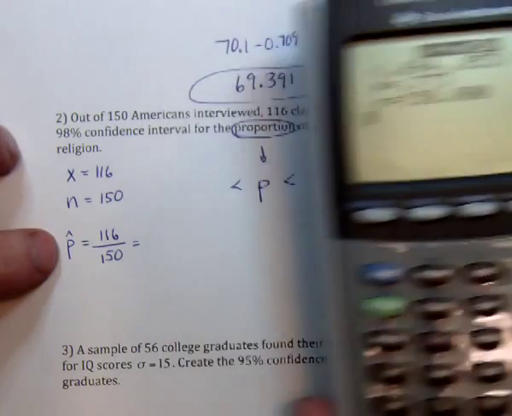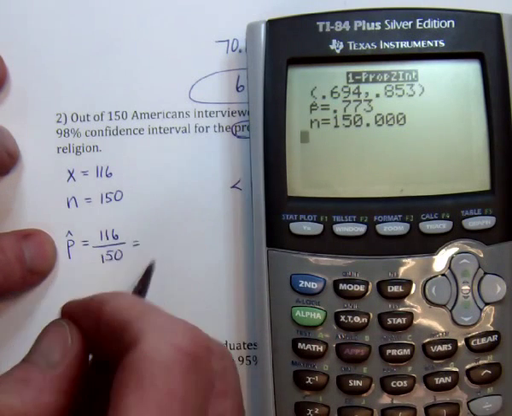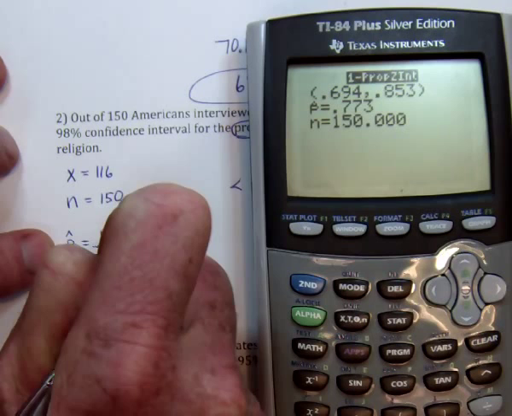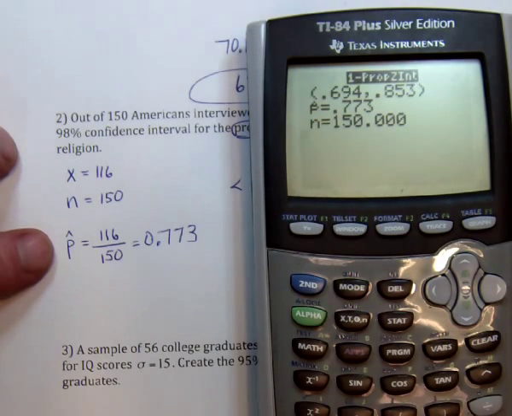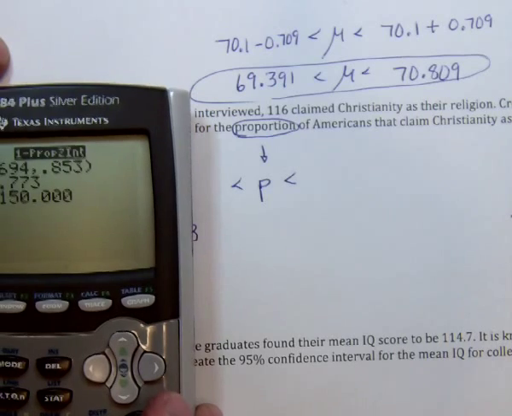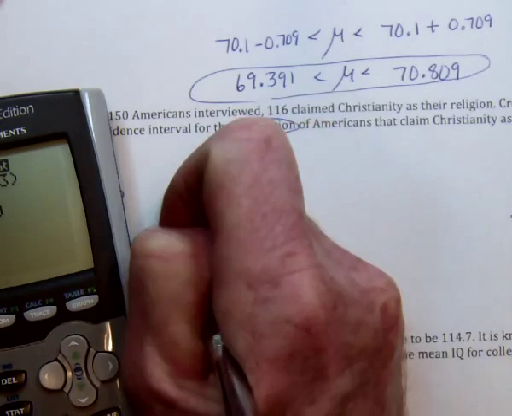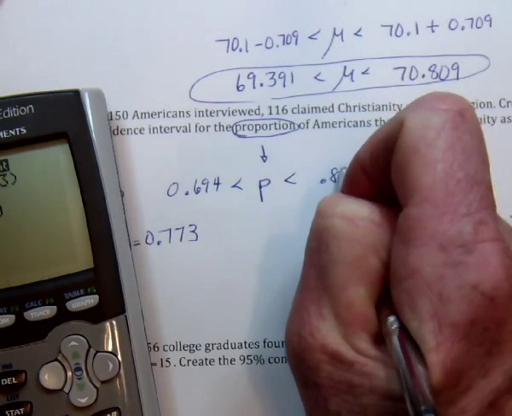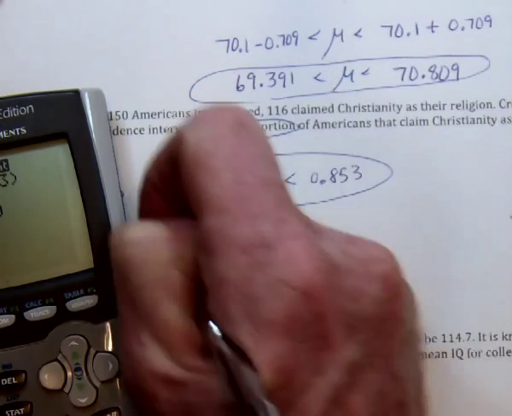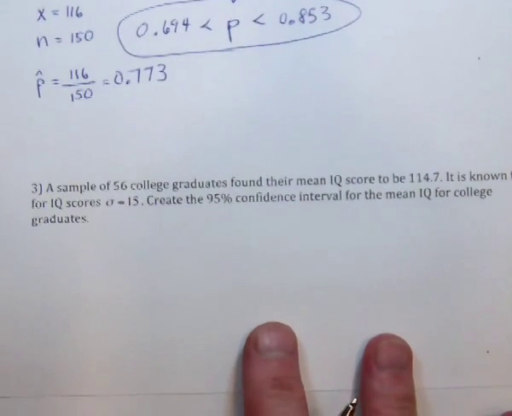So it says that it is 0.773 is the point estimate for the proportion, but it could be anywhere between 0.694 and 0.853. And that's it for that one.